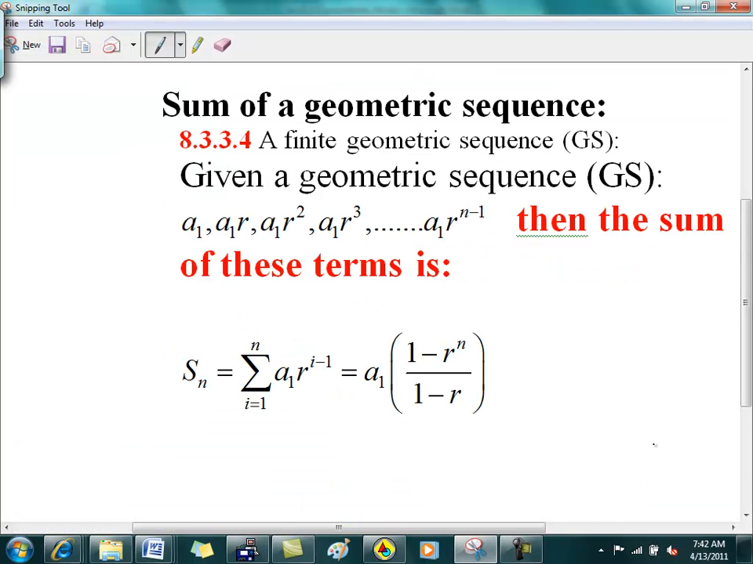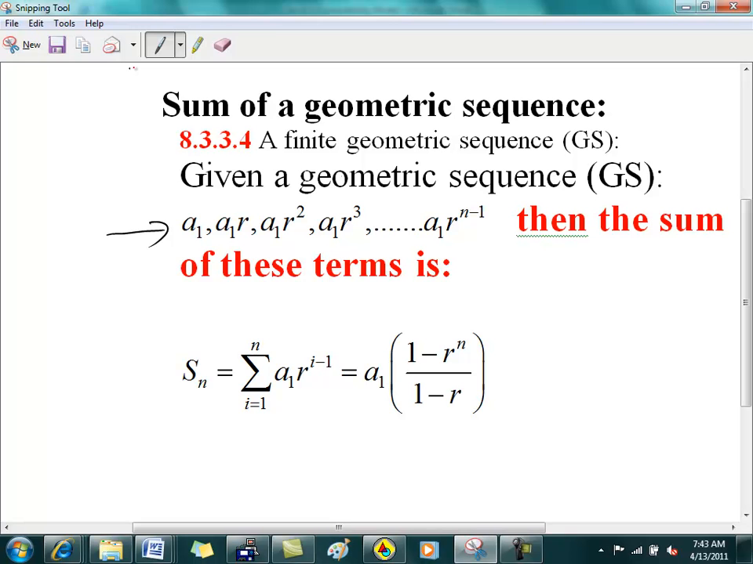And that is to find the sum of the sequences. What I mean is, does everybody recognize that this is a geometric sequence? Can everybody read that? A1 is the first term, the next term is going to be multiplied by R, the one after that is going to be multiplied by R, and so on.